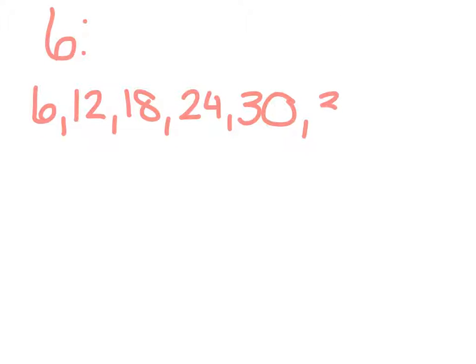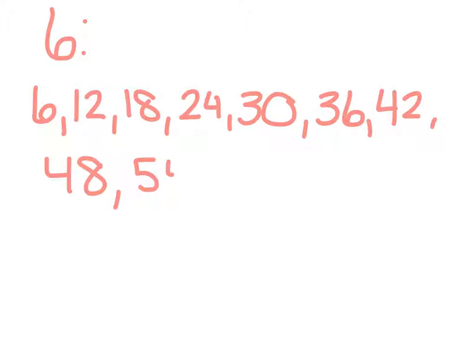6 times 6 is 36. 6 times 7 is 42. 6 times 8 is 48. 6 times 9 is 54. 6 times 10 is 60. And I'm going to stop there. We could continue. So all of these numbers from 6 to 60 are multiples of 6.